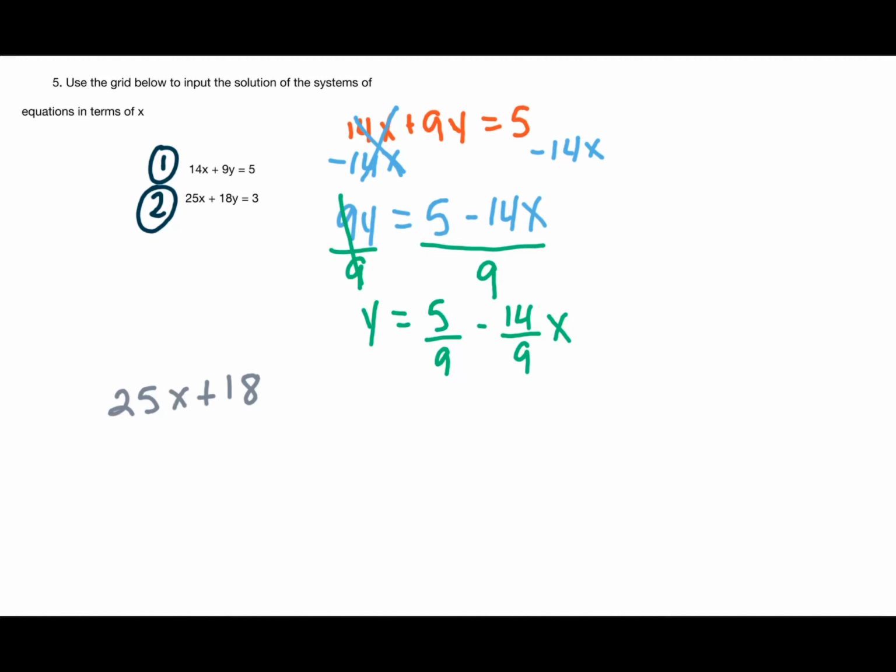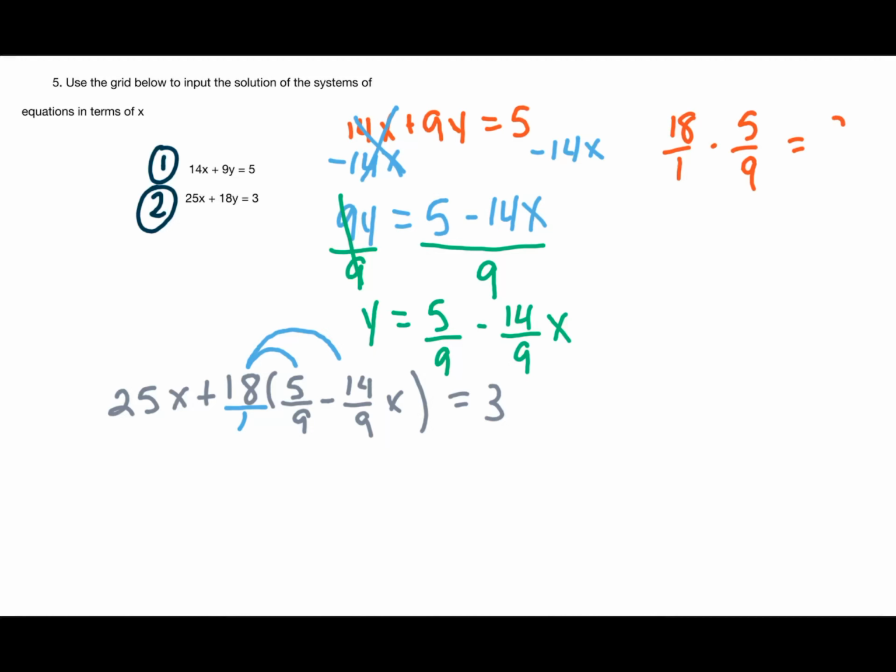Now, in order to find the value of x, we're going to take the second equation, so 25x plus 18, and now that we know what y is equivalent to, we're going to plug 5/9 minus 14/9 x equals 3. We're going to start by distributing the 18 to the 5/9 and the negative 14/9. To do this, we must remember that 18 is equivalent to 18 over 1. So we first need to do 18 over 1 times 5/9. 18 times 5 is equal to 90, and 1 times 9 is equal to 9.